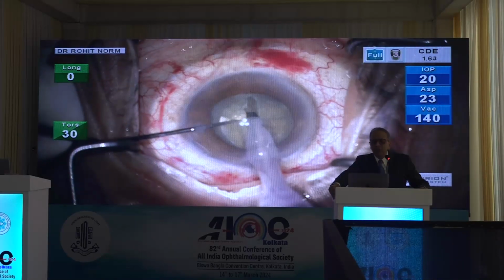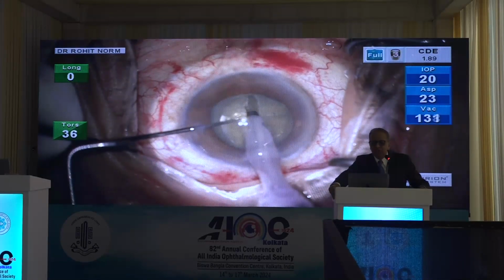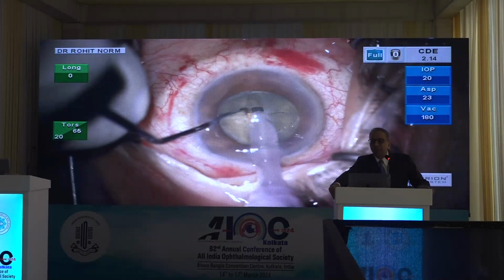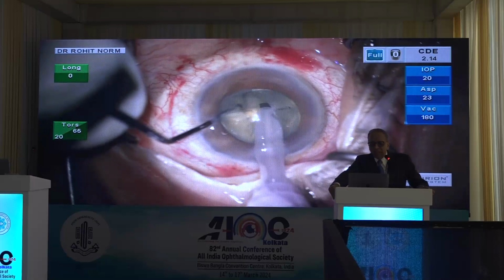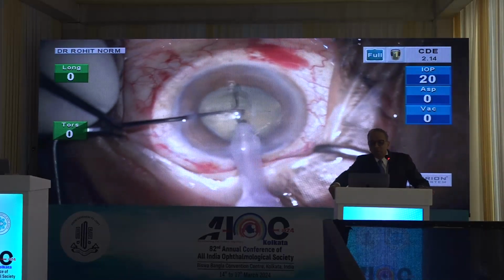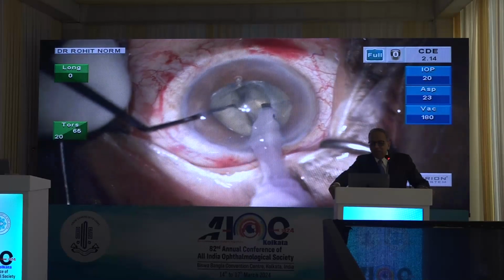I'm going around sculpting with the slow motion concept because I do not want to overinflate the chamber, which I've been able to do with less IOP. There's less infusion pressure. The nucleus is being separated completely.